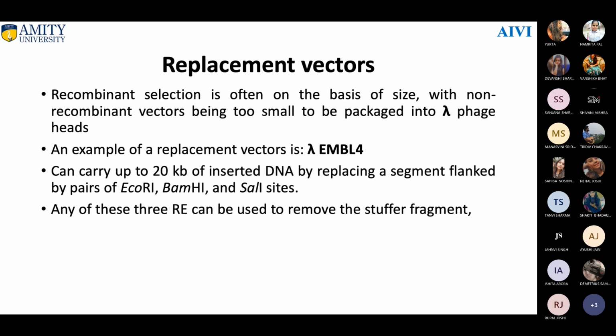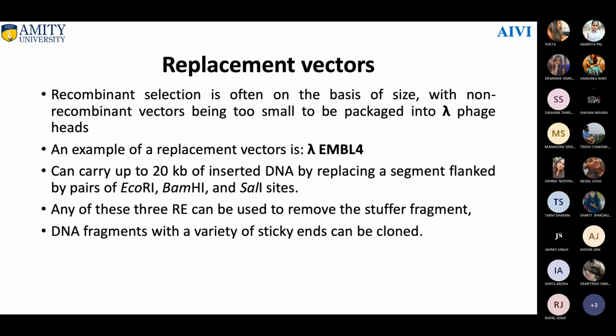What does it have? It carries up to 20 kb insert DNA by replacing a segment flanked by the EcoRI, BamHI, SalI sites. So the flanking regions are there, and you can remove them; up to 20 kb you can clone. Any of these three restriction enzymes can be used to remove the stuffer fragment. So two restriction sites for these enzymes are going to be there within your vector, at both the flanking ends: EcoRI, BamHI, SalI sites.